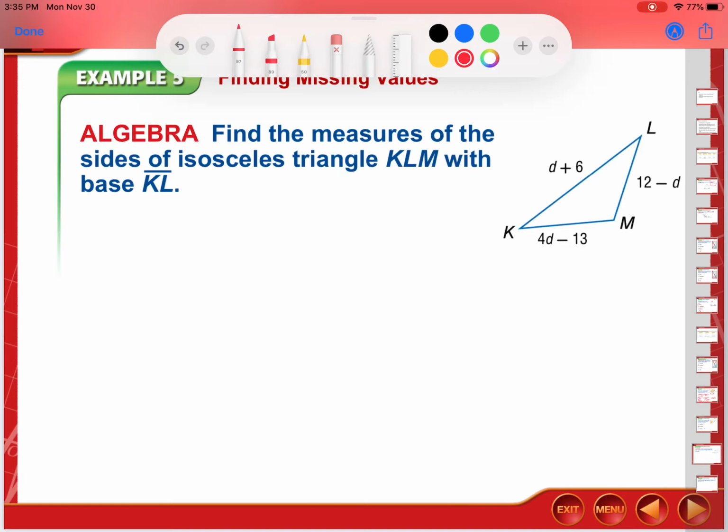Find the measures of the sides of this isosceles triangle KLM with base KL. Okay, so once again, this one's kind of tricky because they don't label which ones are congruent.